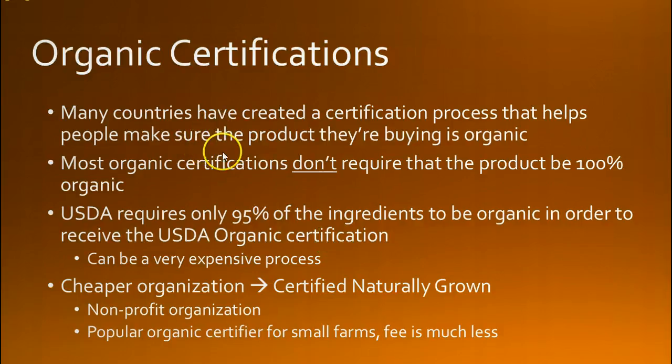Many countries have created a certification process that helps people make sure the product they're buying is organic. Most organic certifications don't require that the product be 100% organic. So a lot of certification organizations understand that it might not be logical to require that they're 100% organic. Some synthetic materials might get worked in. So for instance, the USDA requires that at least 95% of the ingredients need to be organic in order to receive the USDA organic certification.